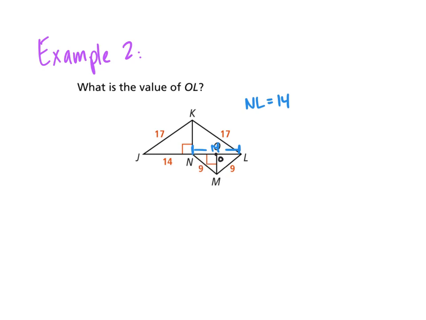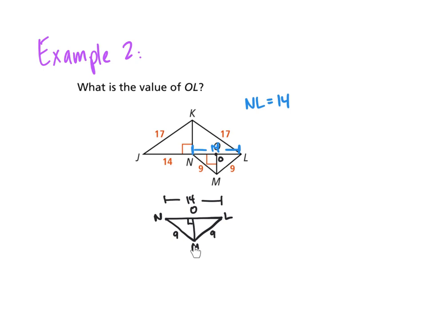So actually, I think this might be helpful. I'm going to redraw that smaller triangle down here, just so we don't have a lot of other things distracting us in this picture. We got 9, there's point M, here's a right angle. I know that it's 14 units from there to there.